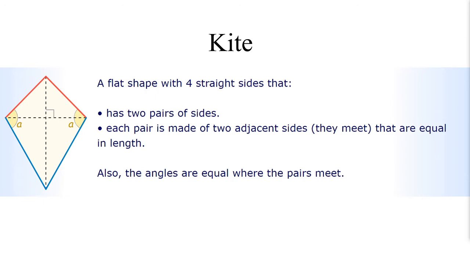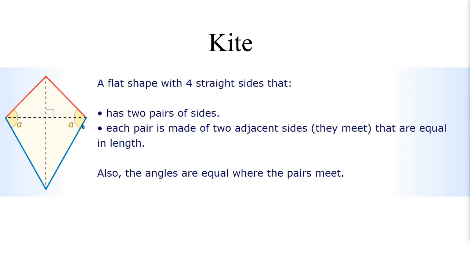Here we have a kite. A kite is a flat shape with four straight sides that has two pairs of sides. Each pair is made up of two adjacent sides that meet and are equal in length. Also, the angles are equal where the pairs meet. And so, if you look at the kite, you can see the pairs are demarcated by their different colors. So here's one pair, it's in blue, and here's the other pair, it's in red.